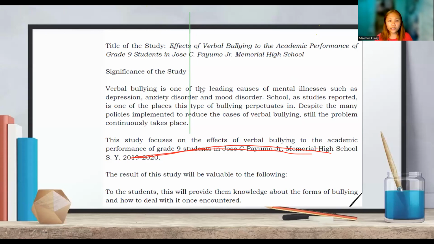So here, the significance of the study started with the first paragraph. Verbal bullying is one of the leading causes of mental illnesses such as depression, anxiety disorder, and mood disorder. School, as studies reported, is one of the places this type of bullying perpetrates in. Despite the many policies implemented to reduce the cases of verbal bullying, still the problem continuously takes place.